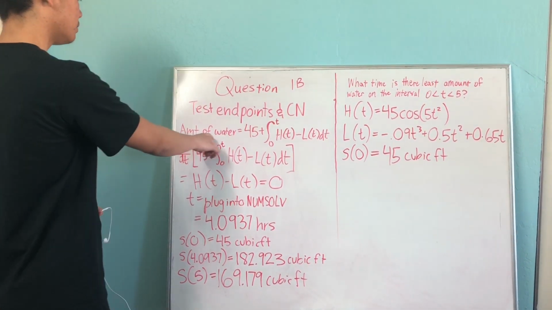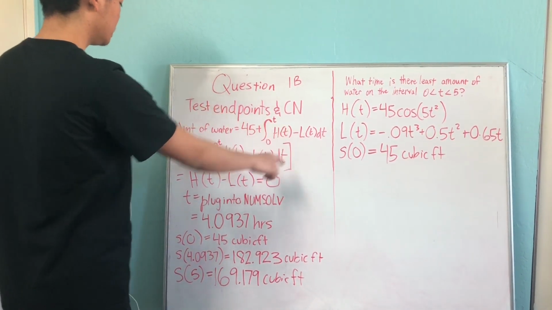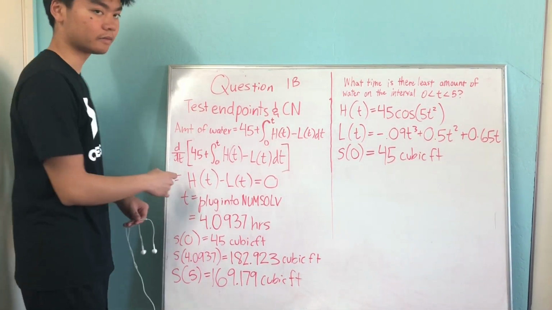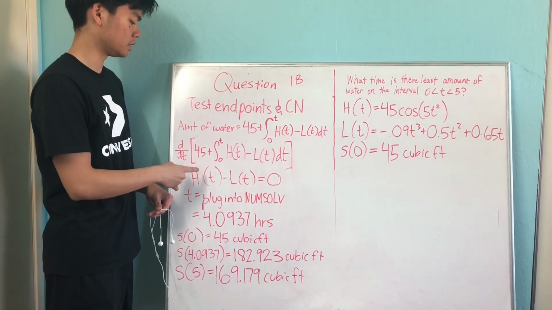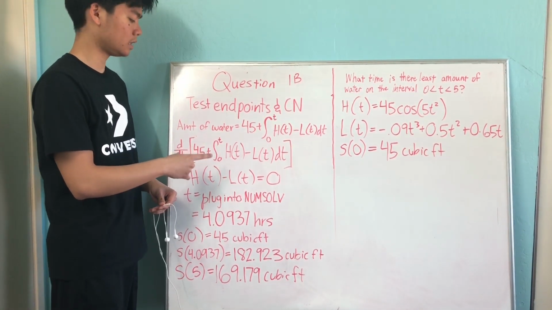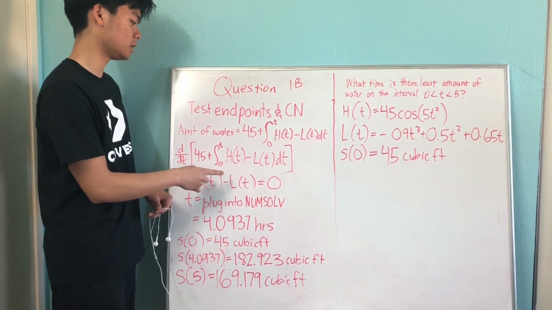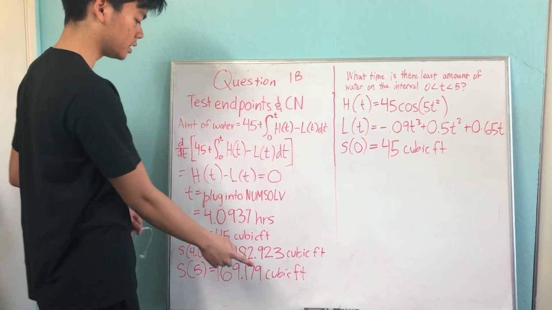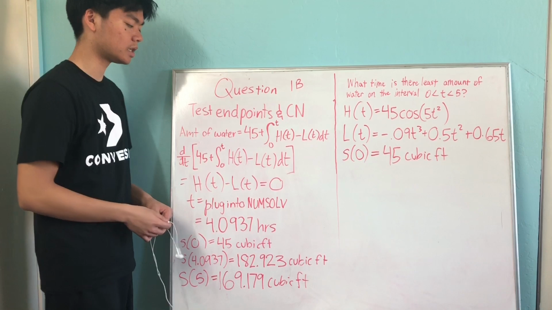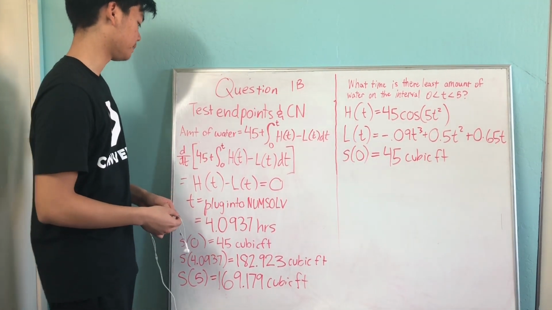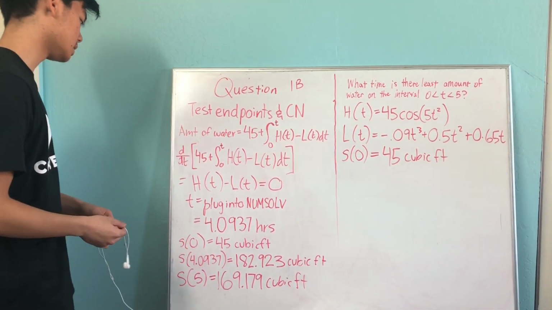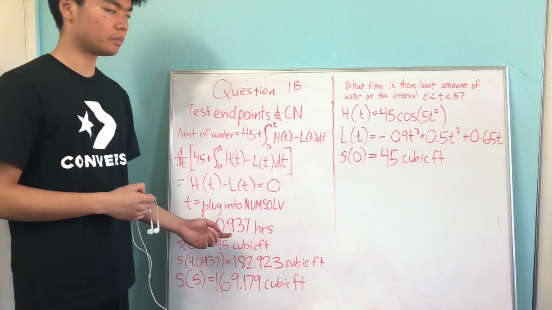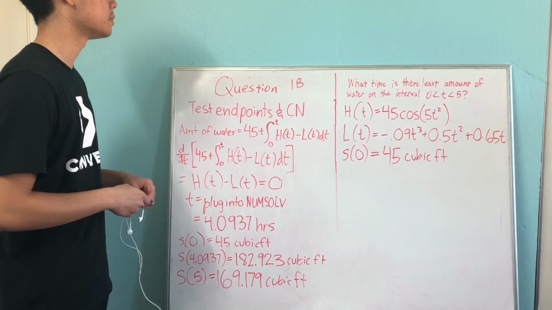Now, the amount of water is already given by this equation, and all we have to do is derive it. Once we derive it, we have the function that is the rate of water going in minus the rate of water going out. Make it equal to 0, and we put that into the numeric solver on our TI-84, and that will give us a time where the value will be 0. Now we got 4.0937 hours, which could be a point where the water is the least amount.